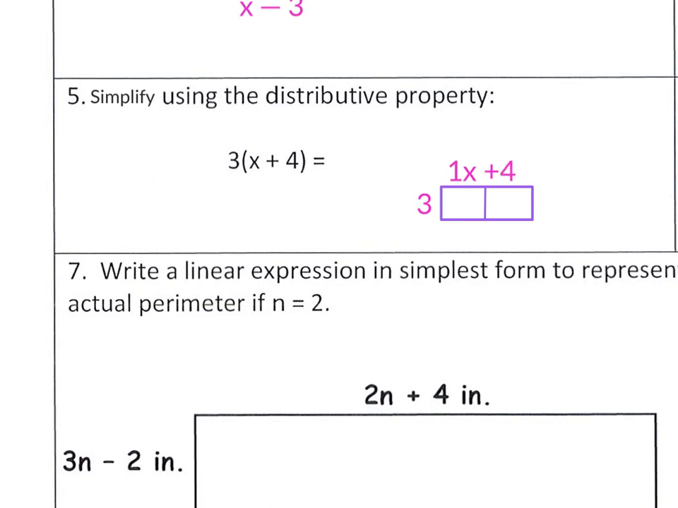Then we're going to go ahead and multiply to fill in our area models. So the first one, 3 times 1x. 3 times 1x gives me 3x. And then the 3 times the 4 gives me a +12. And that fills in my area model. Then I can write the answer from my area model, 3x plus 12. There's nothing else to combine, so that is my answer for using the distributive property to simplify.